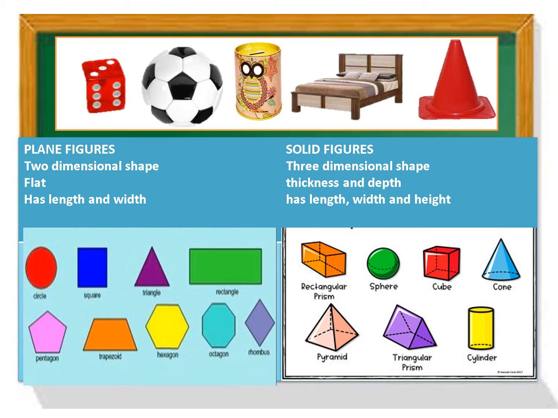The pictures on the right side are figures which do not lie flat on a plane. Space figures are often referred to as solid figures. These solid figures have three dimensions: length, width, and height. The flat surfaces of a solid figure are its faces. Examples of solid figures are rectangular prism, sphere, cube, cone, pyramid, triangular prism, and cylinder.